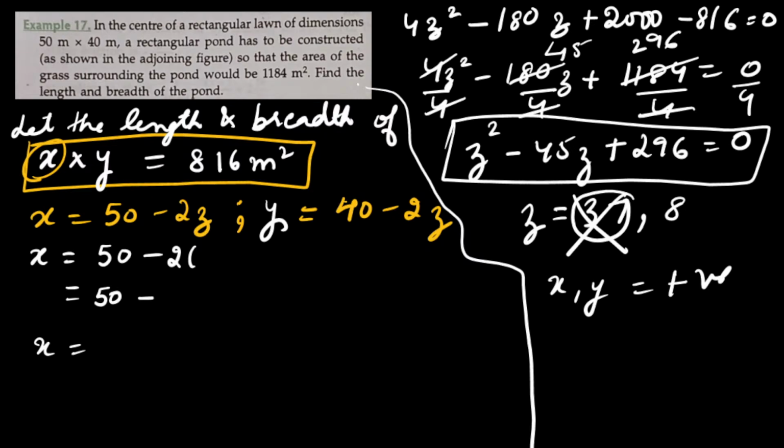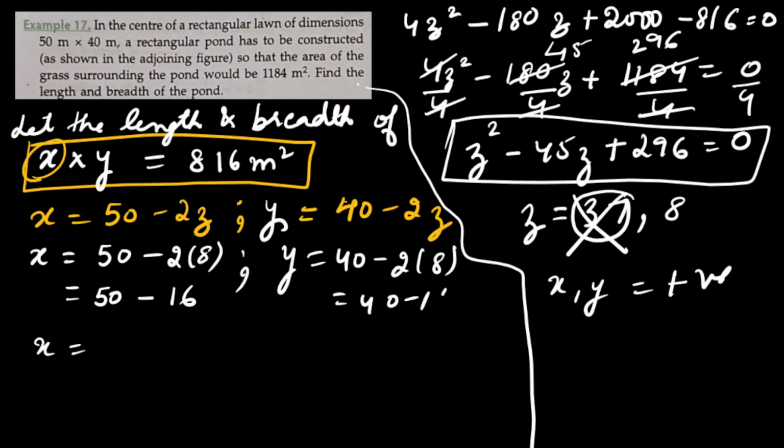Let's consider the value of z as 8. So 50 minus 2 into 8 is 16. What is 50 minus 16? Only 8 we have to take. Aditya has also mentioned only 8 we have to take because if we take 37, the entire thing will become negative. So for y also, 40 minus 2 into 8. So 40 minus 16. Here 50 minus 16 and 40 minus 16. So this is 34 and this one is equal to 24. So x is equal to 34 and y is equal to 24.